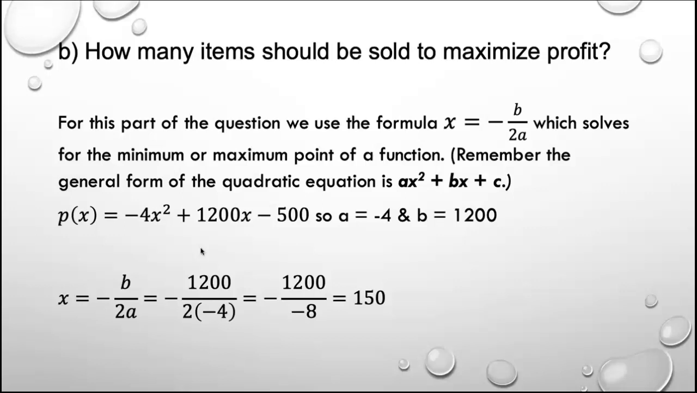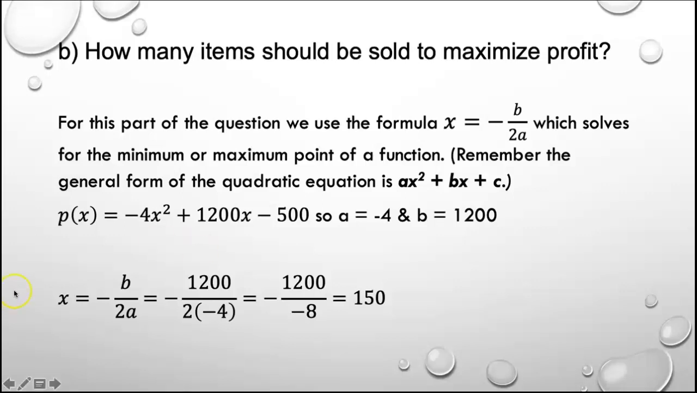Part B. How many items should be sold to maximize profit? For this part, we introduce the formula x = -b/2a. Now this formula solves for the minimum or maximum point of a function, and it is based on the general form of the quadratic equation, which is ax² + bx + c.